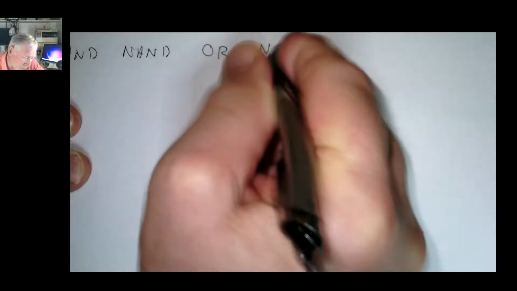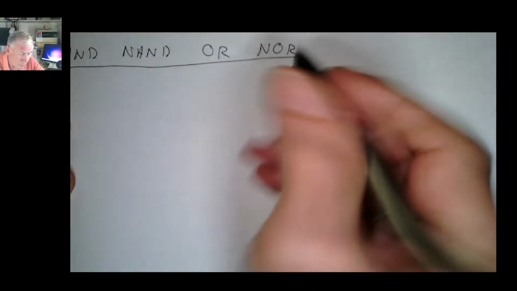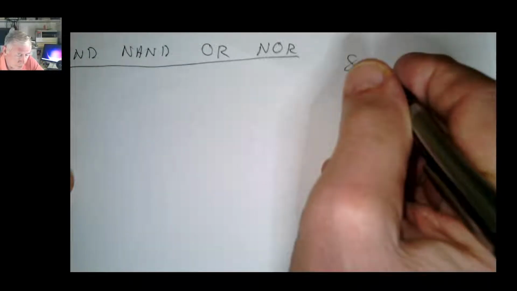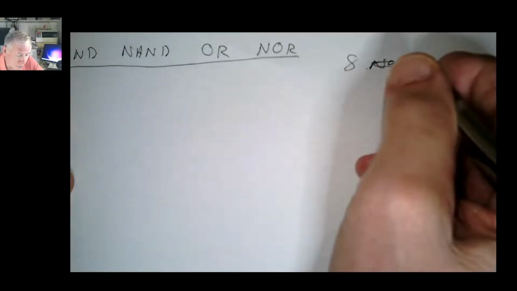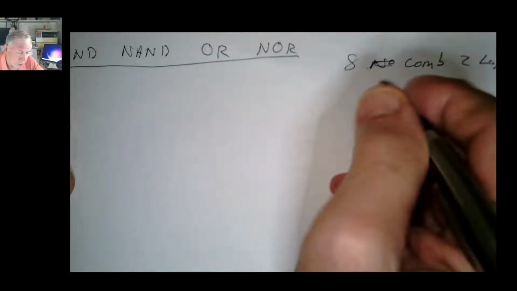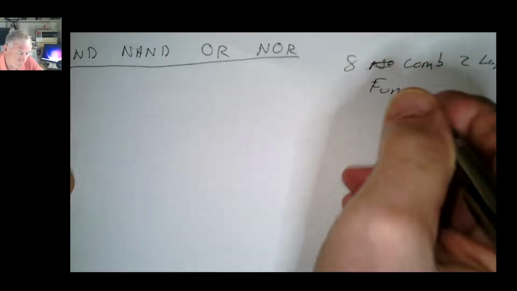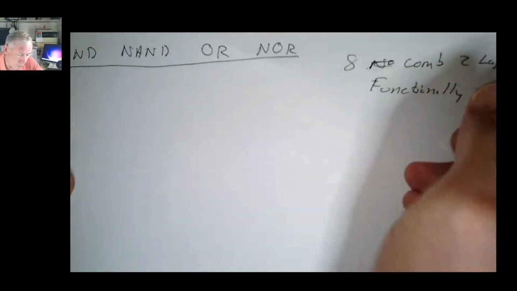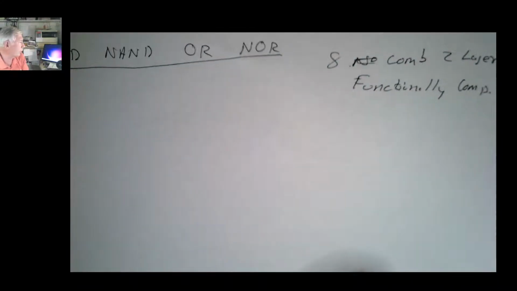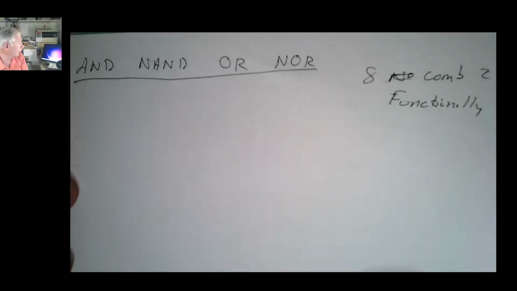So we're interested in AND, NAND, OR, and NOR. These are our 4 gate types, and we know that with these there are 8 nets, or 8 combinations of 2-layer networks that are functionally complete. So we want these to be functionally complete. And so we have AND, NAND, OR, and NOR.